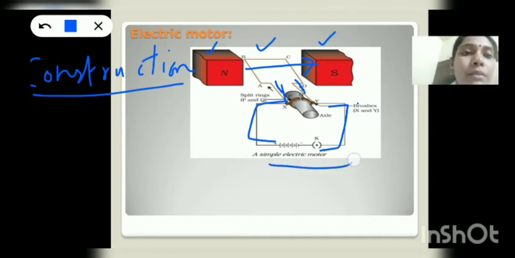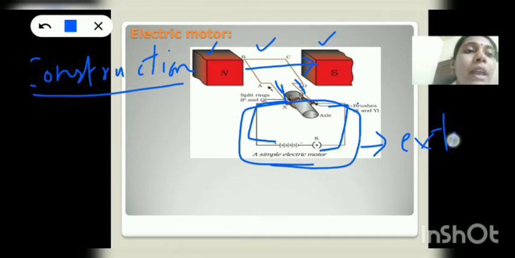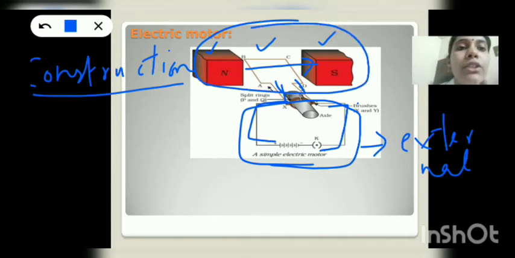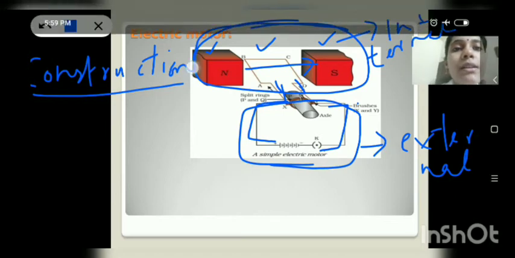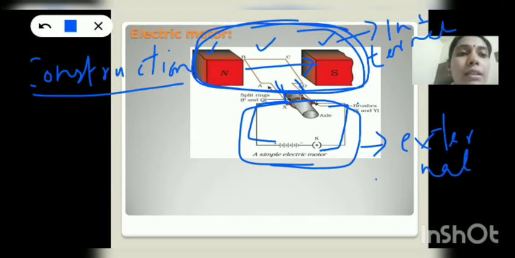And this portion, including the battery, key and the brushes, constitutes the external circuit of the electric motor. At the same time, this portion, which includes our magnet, coil and split rings, constitutes the internal circuit of the electric motor. Okay, so this is our internal circuit and this is our external circuit.